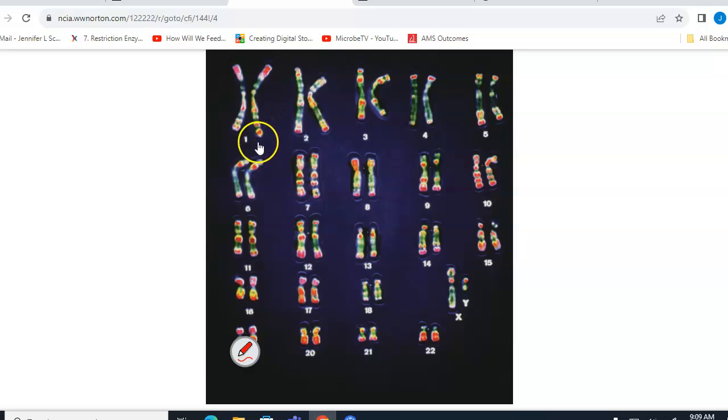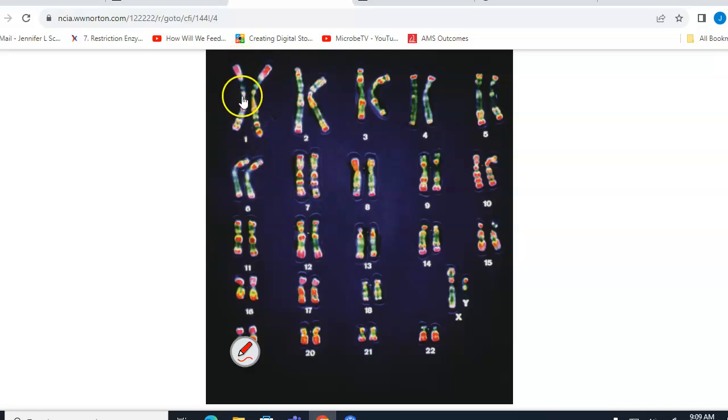What I want you to notice is that the size of the chromosomes vary. The first row of chromosomes are relatively large, and as the numbers go up, the size of the chromosomes decreases. So they get smaller and smaller. Each chromosome is different. It has different genes along the length of the chromosome, and each chromosome contains different genes.